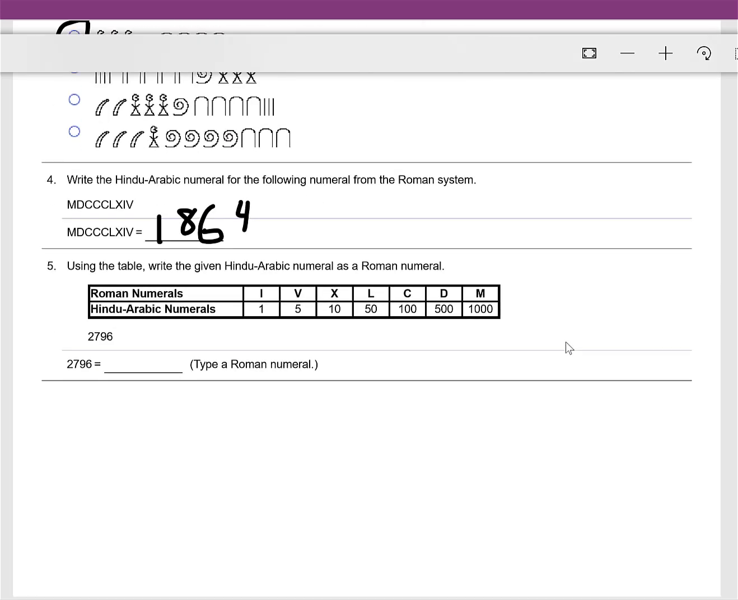Using the table, write the given Hindu-Arabic numeral as a Roman numeral. Okay, so we have 2,000, so we know that 1,000 is an M, so I know I need 2 M's, M and M. And then I have a 7, which I can write as 500 plus 200. So I'm going to put a D and then 2 C's. And then I need 900, and I can write 900. Instead of writing it, I'm going to make a little shorthand here. I'm going to take 100 and subtract 10. So I'm going to write this as XC to get 90. And then I've got 6, which is V and I.